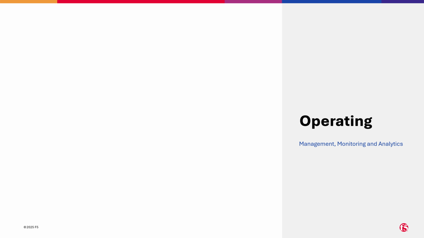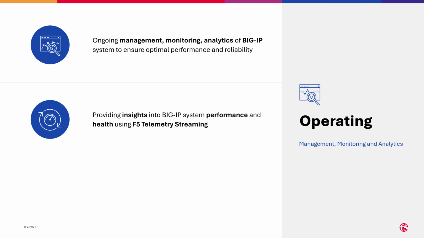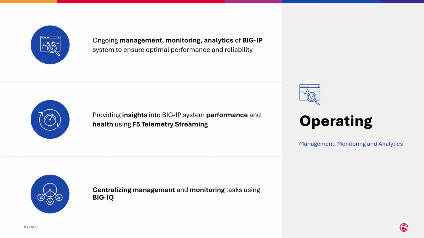The operate phase focuses on the ongoing management, monitoring, and analytics of the BIG-IP system. Ongoing operations require monitoring and analytics to ensure optimal performance and reliability. This stage leverages external monitoring tools, F5 telemetry streaming, and BIG-IQ to gather metrics and operational data. F5 telemetry streaming enables BIG-IP to plug into telemetry pipelines to share desired metrics and data, providing valuable insights into system performance and health. Additionally, BIG-IQ centralizes management and monitoring tasks, making it easier to maintain and operate BIG-IP systems at scale.